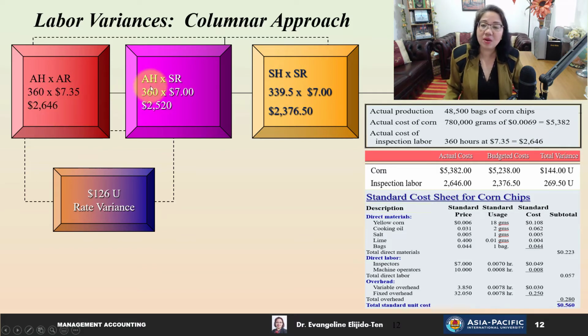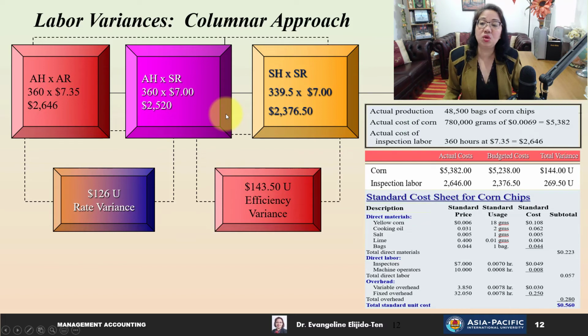2,646. Then we'll compare that with the actual hours of 360 at the standard rate of $7 as shown in the standard cost sheet. So 360 times $7 is 2,520. So the difference between 2,646 and 2,520 is your rate variance of $126, and it is unfavorable because your actual hours at actual rate is greater than actual hours at standard rate.